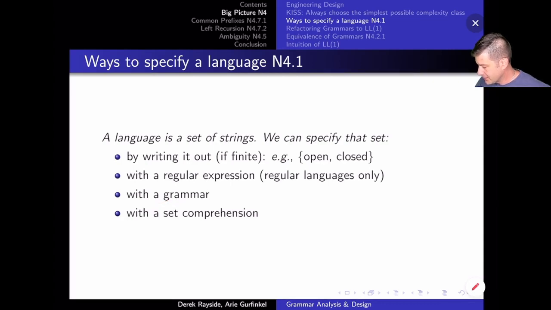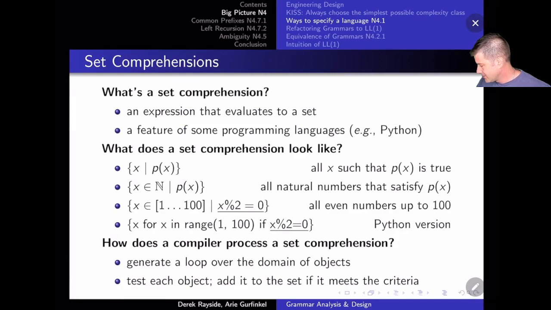And if none of those things work, then we can use set comprehension, basically introducing some mathematical symbols to try and describe this language as a collection of things parameterized by some numbers. We've seen this already before. Set comprehension looks kind of like this. We put the set brackets outside, we explain what is in the set, and then we give a predicate that determines what things are in the set. For example, this is how we say all numbers that satisfy P of X. Here we have all numbers in the range 1 to 100 that are divisible by 2, so all even numbers.